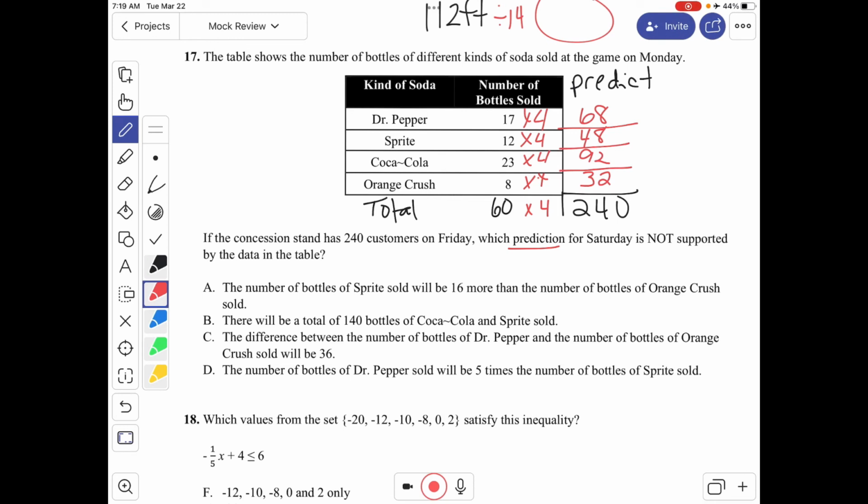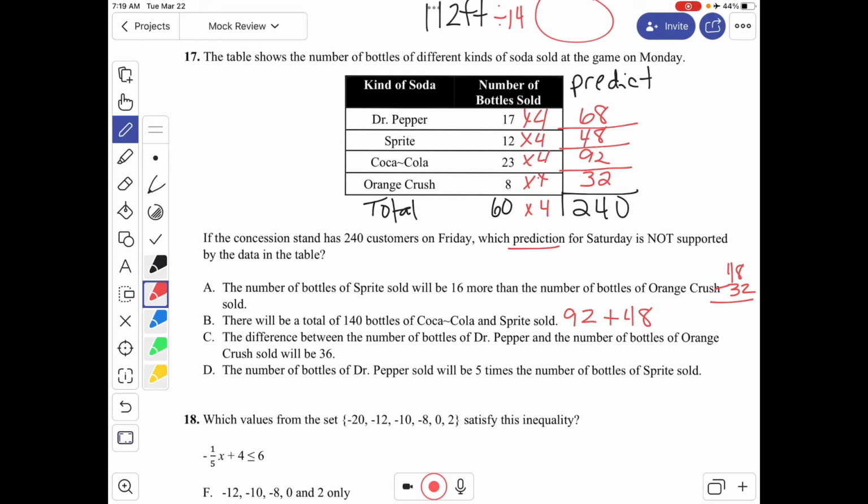The number of bottles of Sprite sold will be 16 more than the number of bottles of Orange Crush sold. So is Sprite 16 more than the Orange Crush? There will be a total of 140 bottles of Coca-Cola and Sprite sold. So if I add Coca-Cola and Sprite, do I get 140?